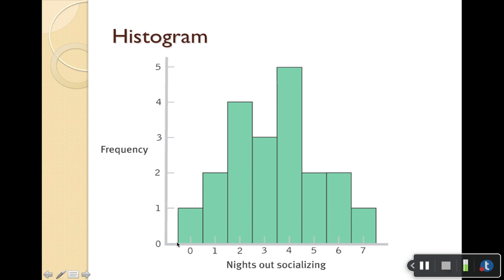So again, you can see really clearly that one person went out 0 times, one person went out 7, and the most frequent response was 4 nights per week. You can see here we had 5 people that responded in that way.